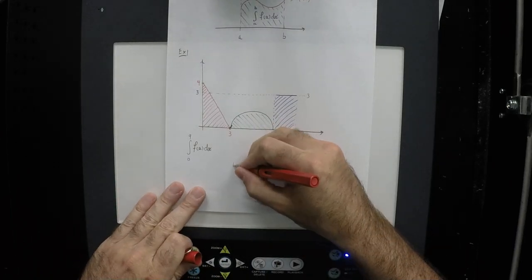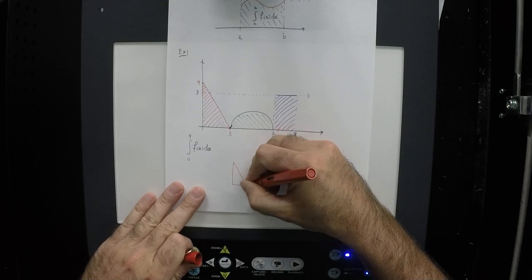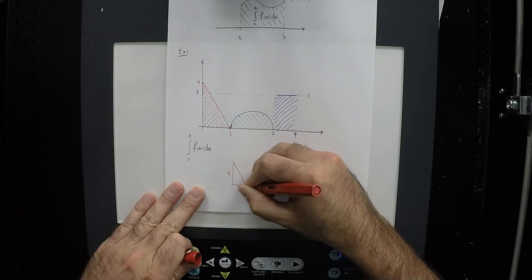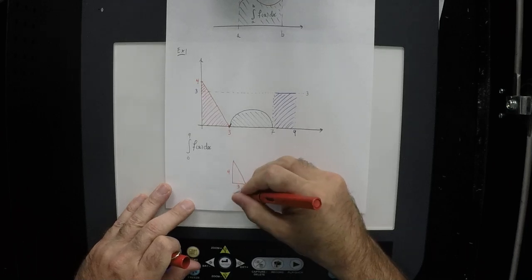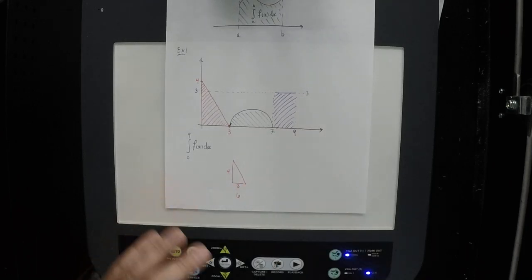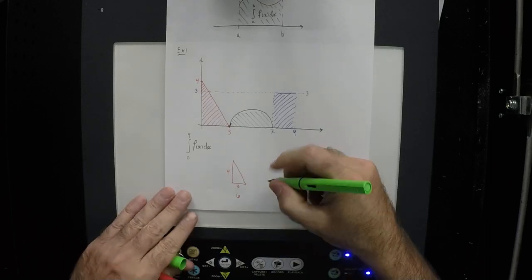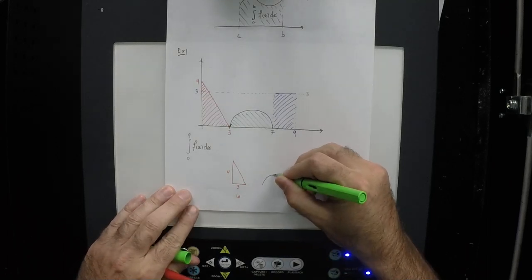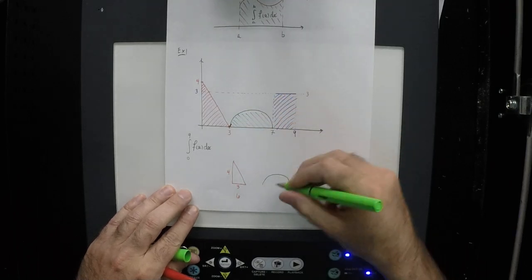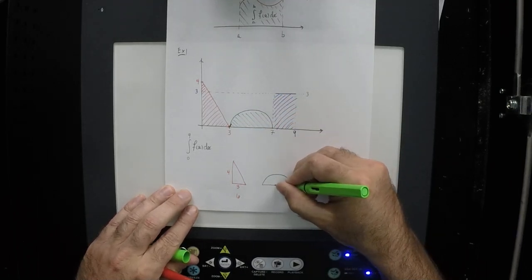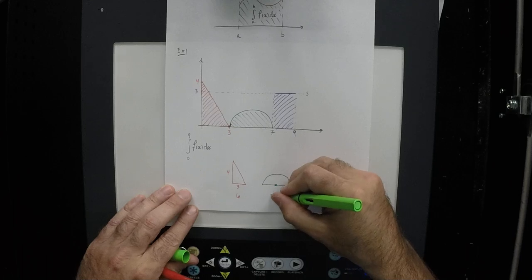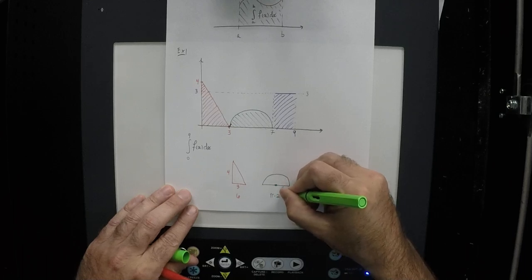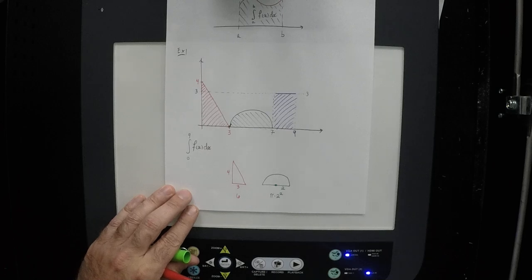Well, the red piece, since this is 4 and this is 3, and the formula for the area of a triangle is half base times height, this would be area 6. And then we have this circle. Now, its diameter is 4, which means that its radius is 2. So then this would be pi times 2 squared, pi r squared, if it was a full circle. But it's half of that because it's half a circle.